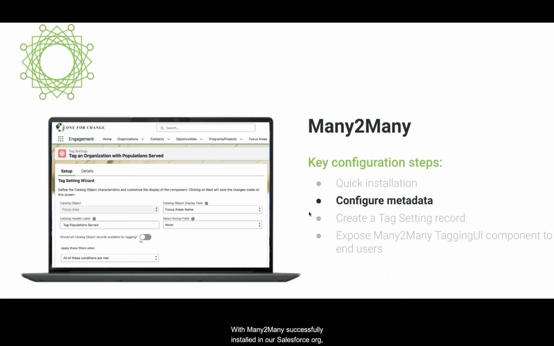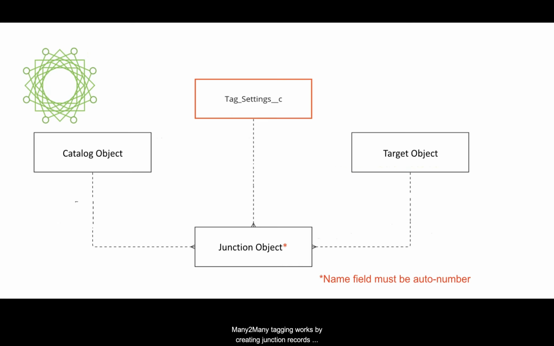With Many2Many successfully installed in our Salesforce org, we can now proceed to configure the essential metadata components that will enable us to utilize this package. Many2Many tagging works by creating junction records between a target record, for example, organization, and a catalog record, for example, focus area.